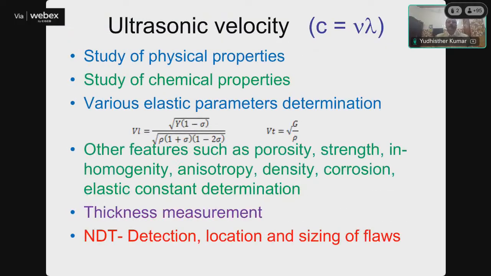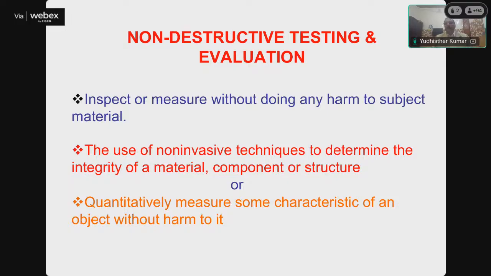Ultrasonic velocity has various uses, like the study of physical properties of matter and the study of chemical properties of the material. Various elastic parameters can be determined by measuring longitudinal velocity and transverse wave velocity of the material. Other features such as porosity, strength, inhomogeneity, anisotropy, density, corrosion, and elastic constants also can be determined by measuring ultrasonic velocity in longitudinal as well as in transverse wave form. And the velocity is also used for thickness measurement, and for non-destructive testing in detection, location, and size of the flaws. So, what is NDT?